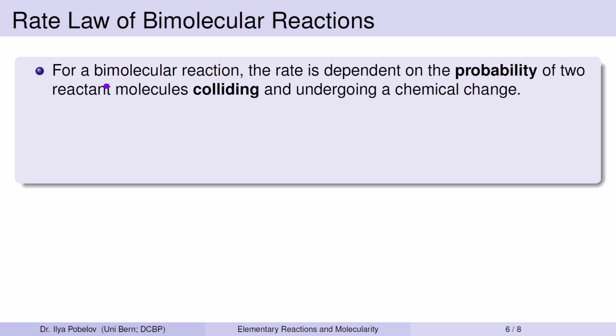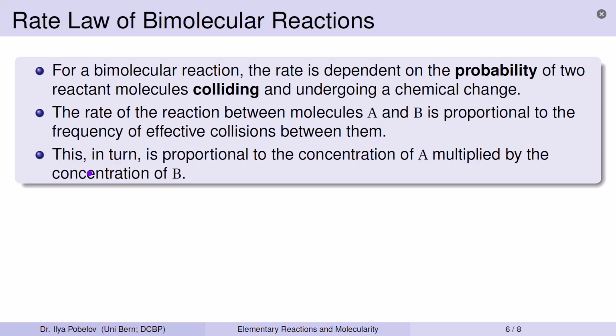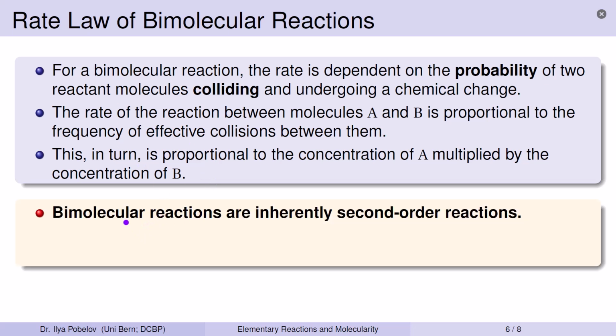For a bimolecular reaction, the rate is dependent on the probability of two reactants colliding and undergoing a chemical change. If we consider a reaction between molecules A and B, the rate of the reaction is proportional to the frequency of effective collisions between them. This, in turn, is proportional to the concentration of A multiplied by the concentration of B. This is why bimolecular reactions are inherently second order.